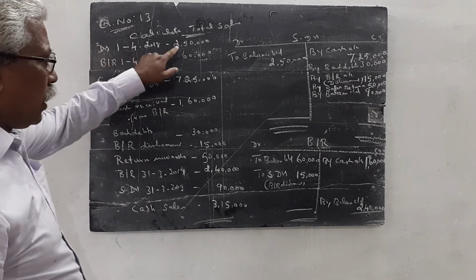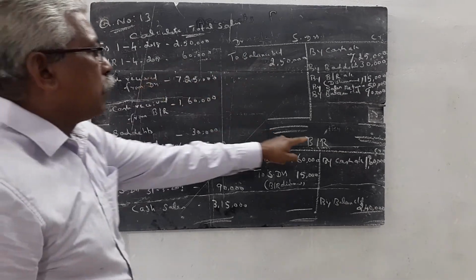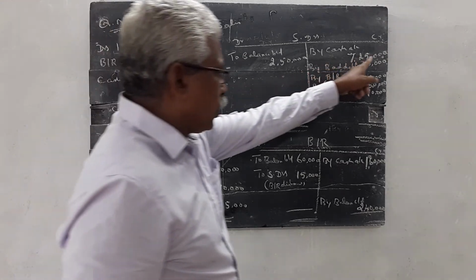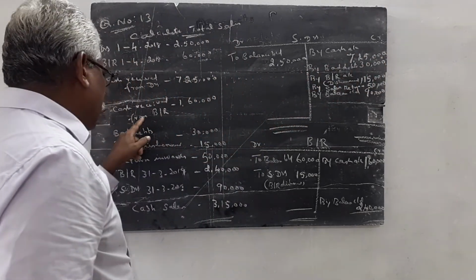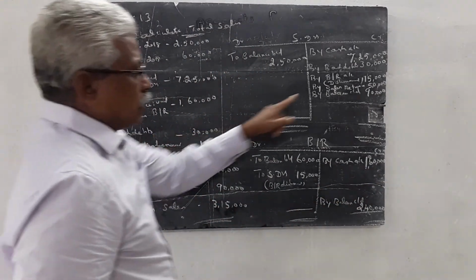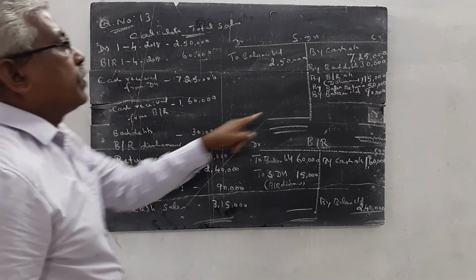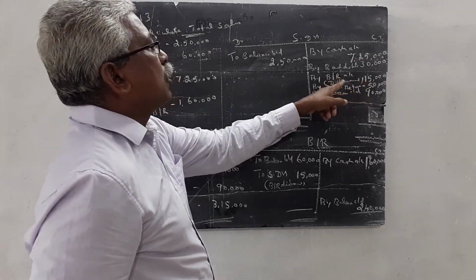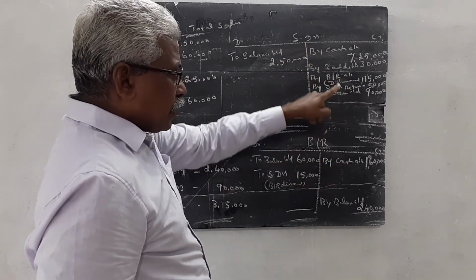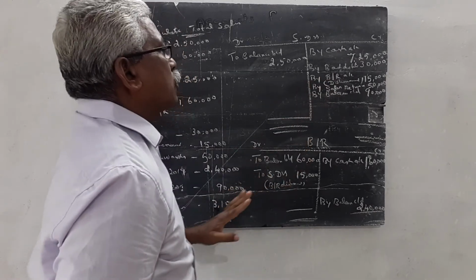This is opening balance 2,50,000. This is the opening balance of bills receivable. Then cash received from debtors 7,25,000. Cash received from bills receivable by cash 1,60,000. Bad debts is entered here. Then bills receivable dishonored 15,000. Bills receivable dishonored is entered in the sundry debtors account credit side. The same amount comes to the debit side of the bills receivable account also.